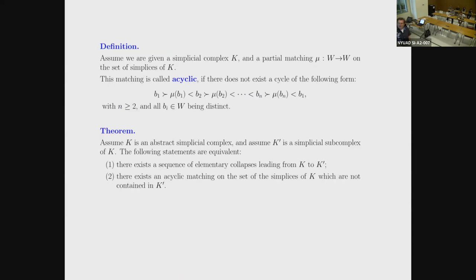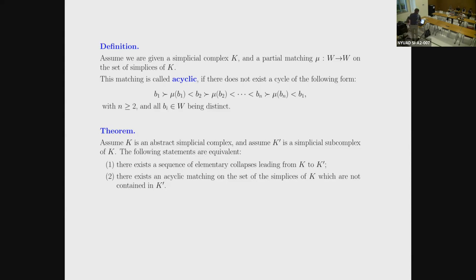The matching is called acyclic if there doesn't exist a cycle where you can go up by matching and then go down. So you're not allowed to have a cycle like that. It's called an acyclic matching on a set of simplices. Then there is a theorem for this. For example, if you have an abstract simplicial complex K and K prime is a simplicial subcomplex, then the following statements are equivalent: there exists a sequence of elementary collapses going from K to K prime, if and only if there exists an acyclic matching on the extra simplices.